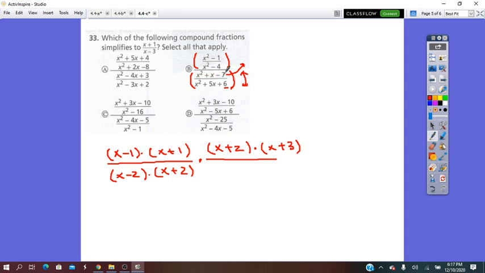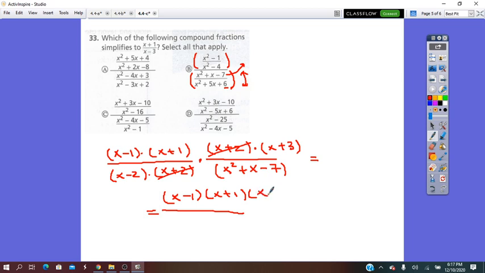And x squared plus x minus 7, we cannot factor it. So we keep it as it is. We can simplify by x plus 2, and that's all done. So it will be x minus 1 times x plus 1 times x plus 3, over x minus 2 times x squared plus x minus 7. So this is the simplest form, and B is not equivalent with the given expression. So B, no. I will take C.